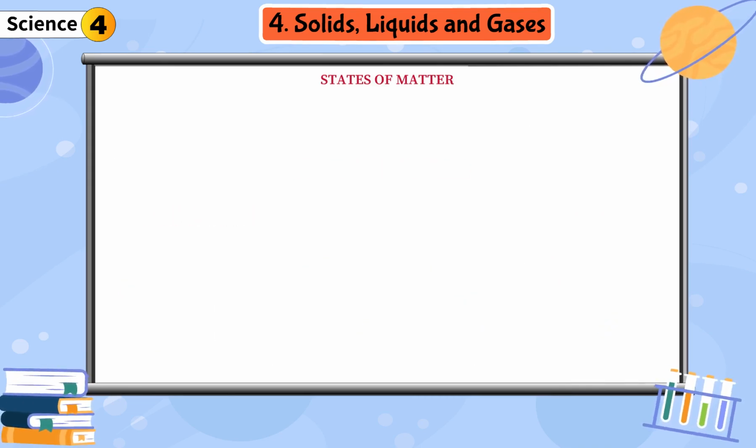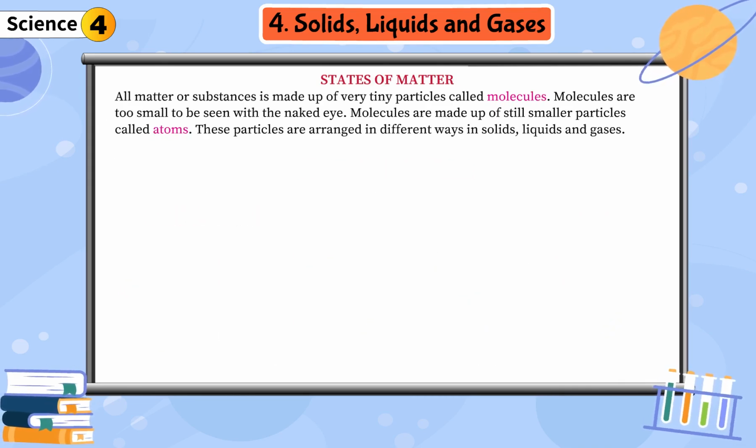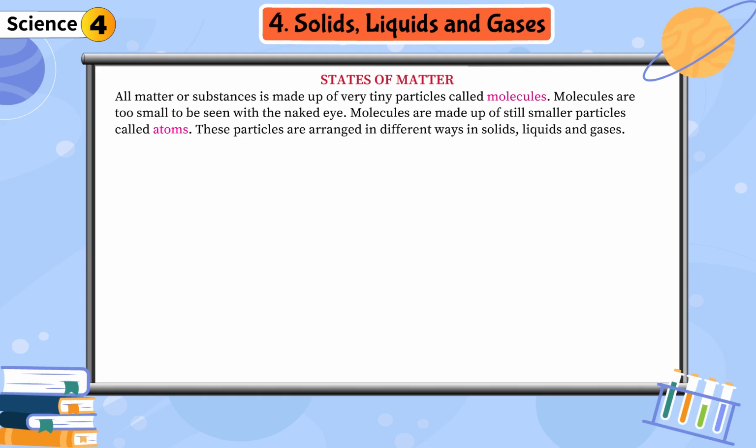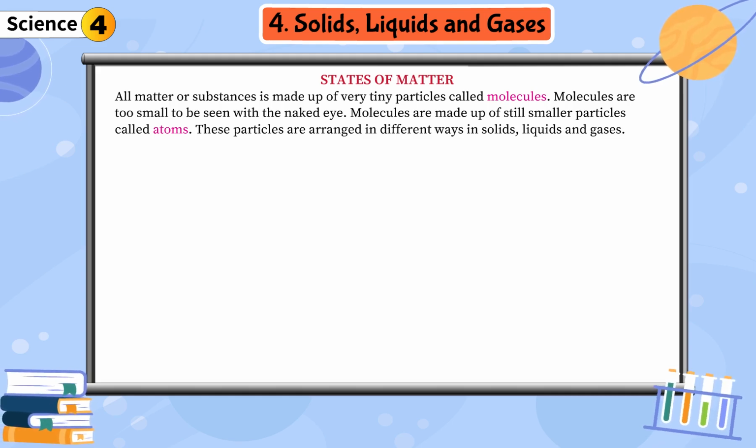States of matter. All matter or substances is made up of very tiny particles called molecules. Molecules are too small to be seen with the naked eye. Molecules are made up of still smaller particles called atoms. These particles are arranged in different ways in solids, liquids and gases.